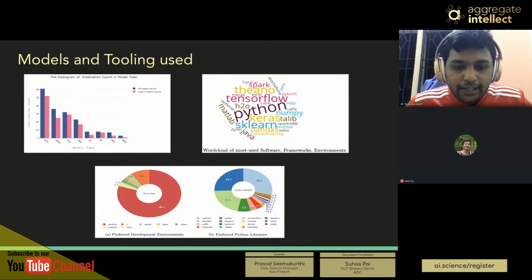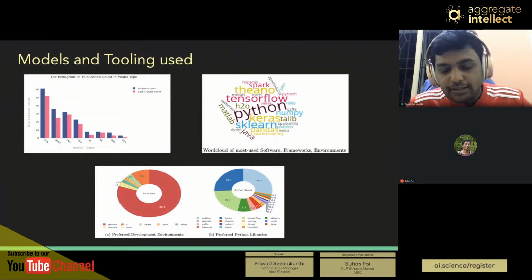And if you look at the preferred development environment, Python seems to be the most preferred environment for developing the applications. There are other lesser known frameworks like Java and Tableau, etc. that they've used as well. When we look at the preferred libraries, Keras, Python, PyTorch seem to be the prominent libraries for developing deep learning models.